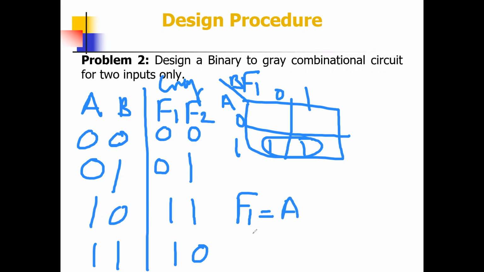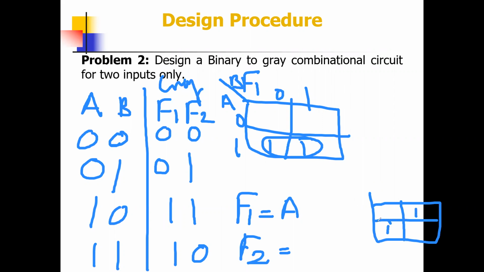F2. This K-map has separate pairs, so it is XOR or not? So you have A XOR B.